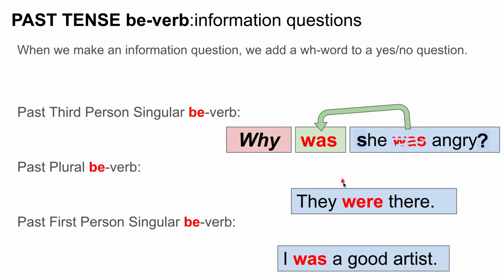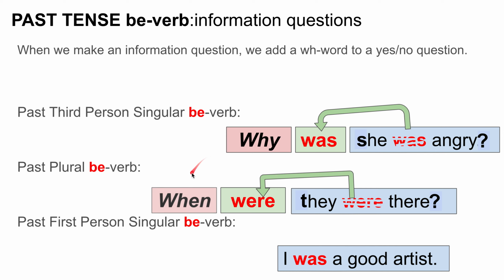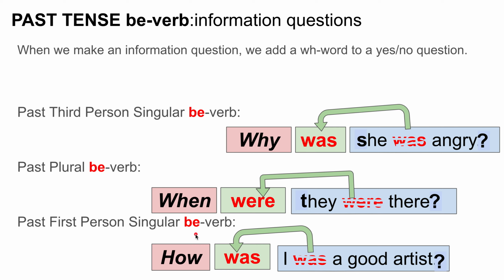Let's look at another example. They were there. Yes-no question: Were they there? WH question: When were they there? Let's look at another example. I was a good artist. Yes-no question: Was I a good artist? WH question: How was I a good artist?